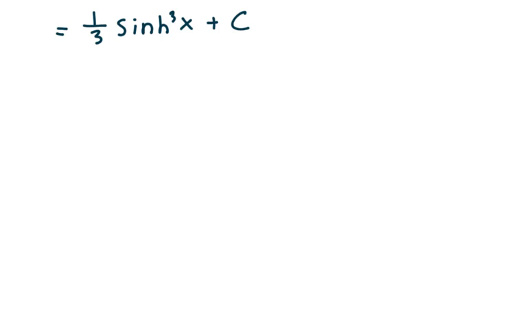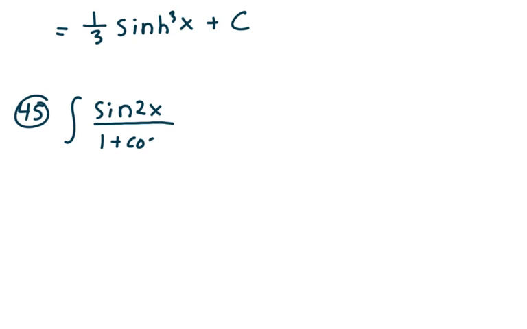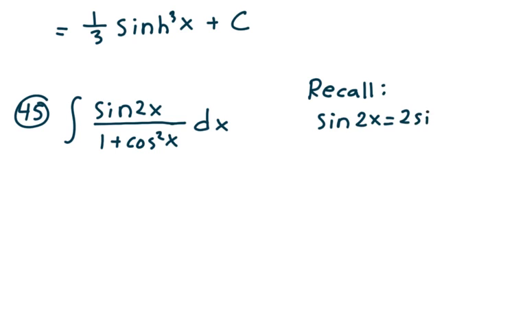Let's take a look at problem number 45. Suppose I'm given the integral of sine 2x divided by 1 plus cosine squared x dx. Now, one thing I would like you to recall, there's a couple of things. Sine 2x is equal to 2 sine x cosine x. This is the double angle identity for sine.